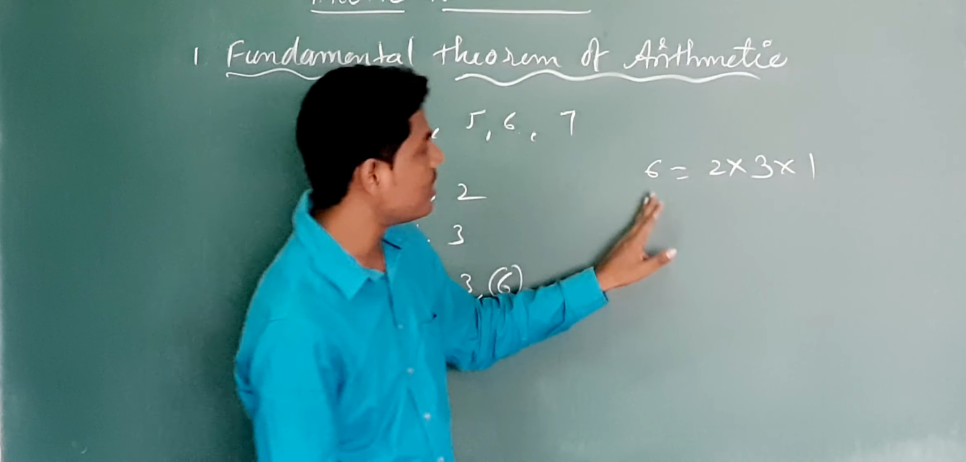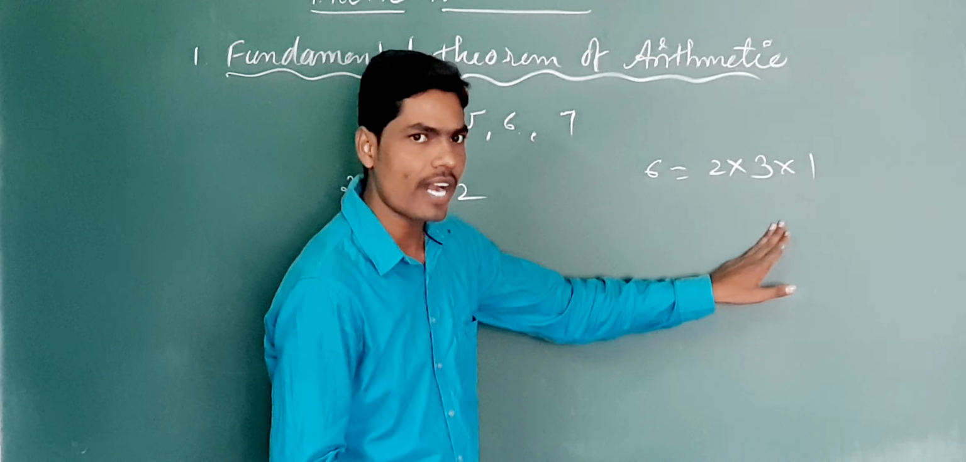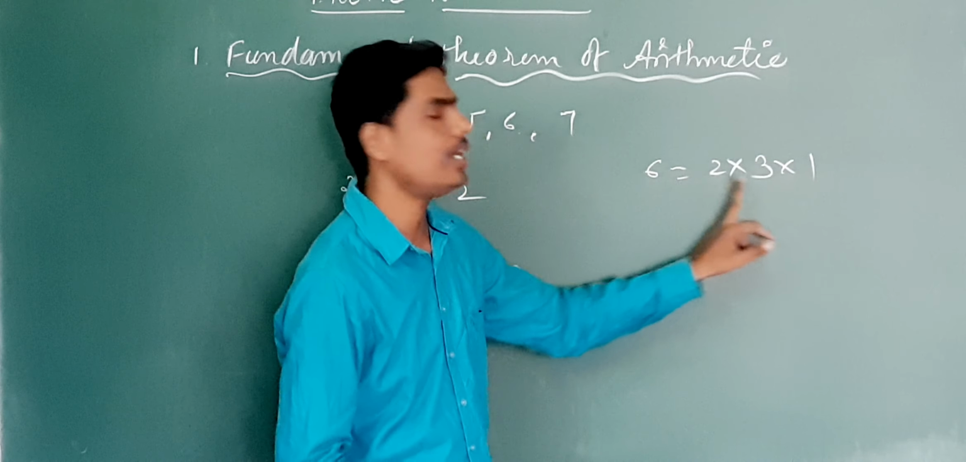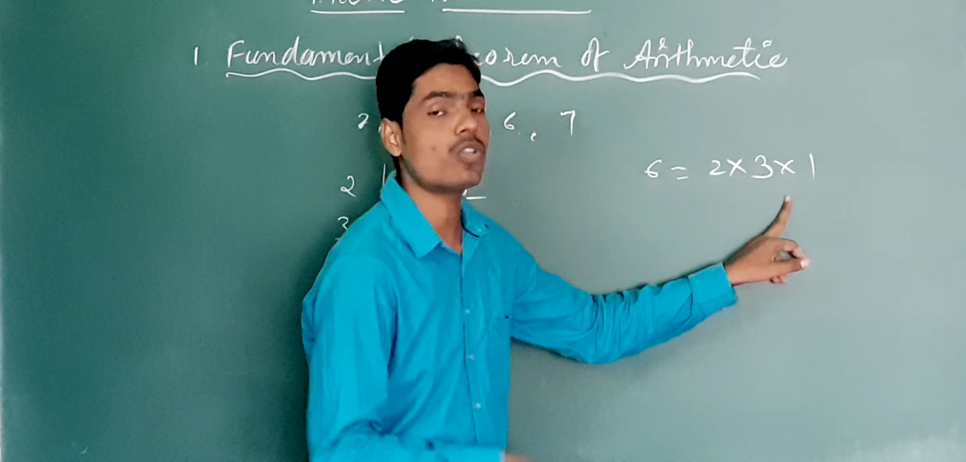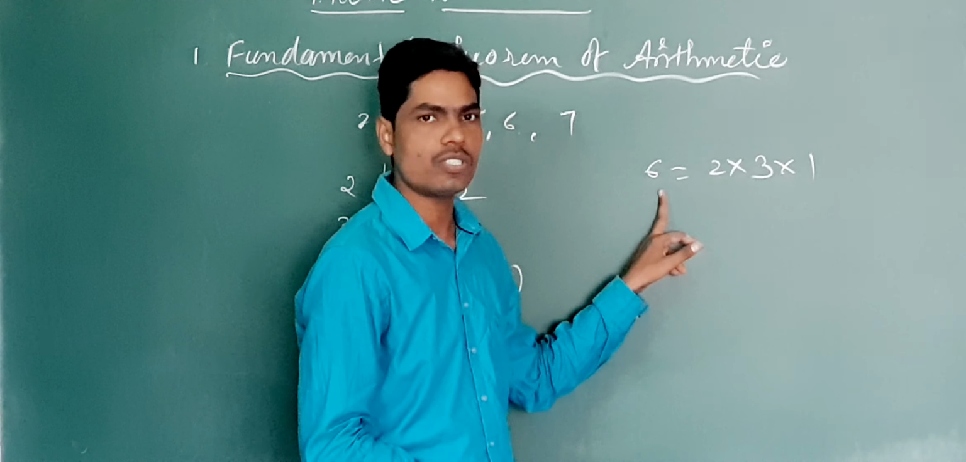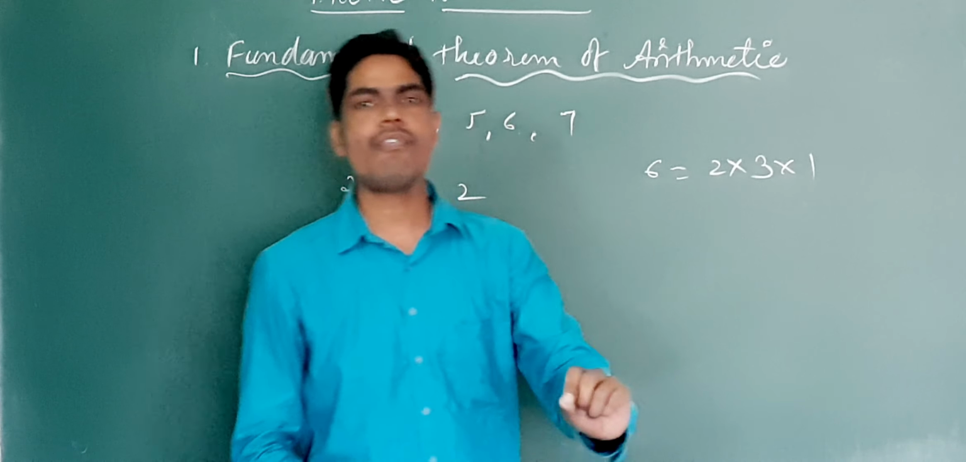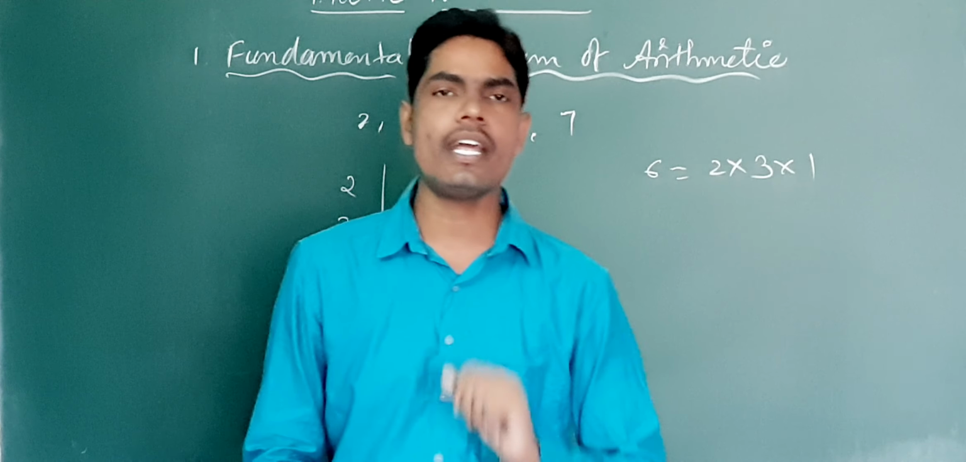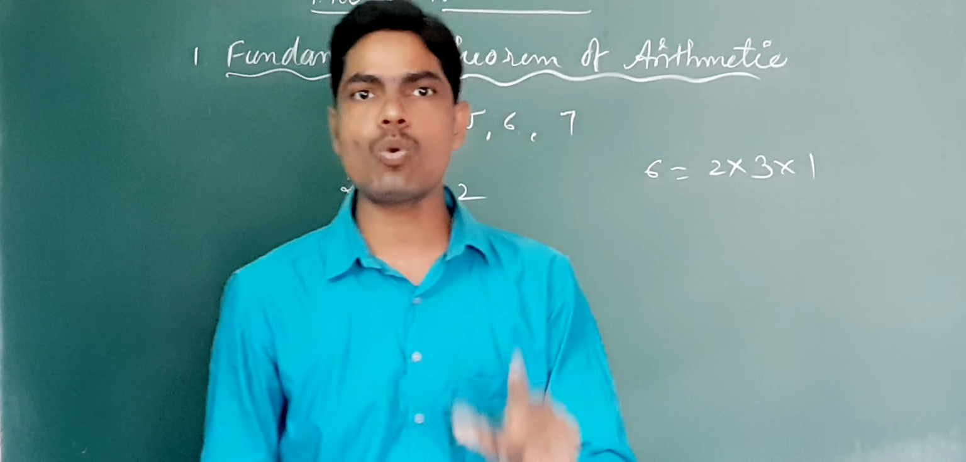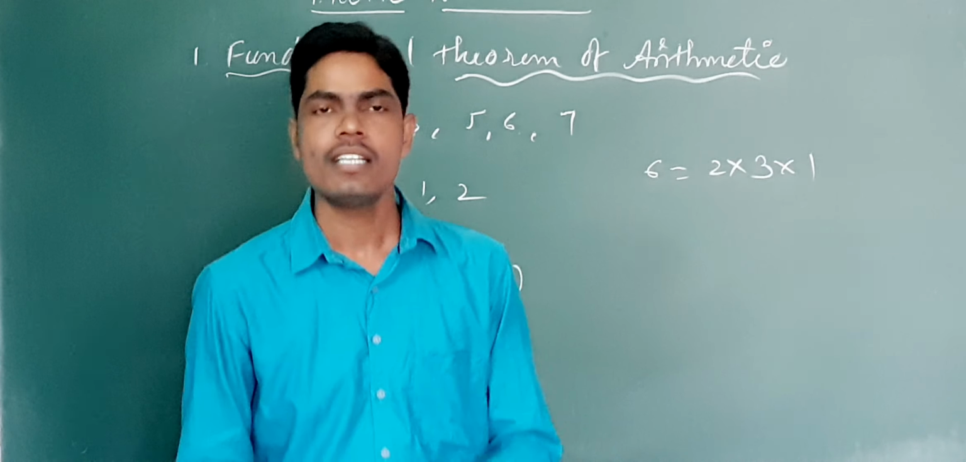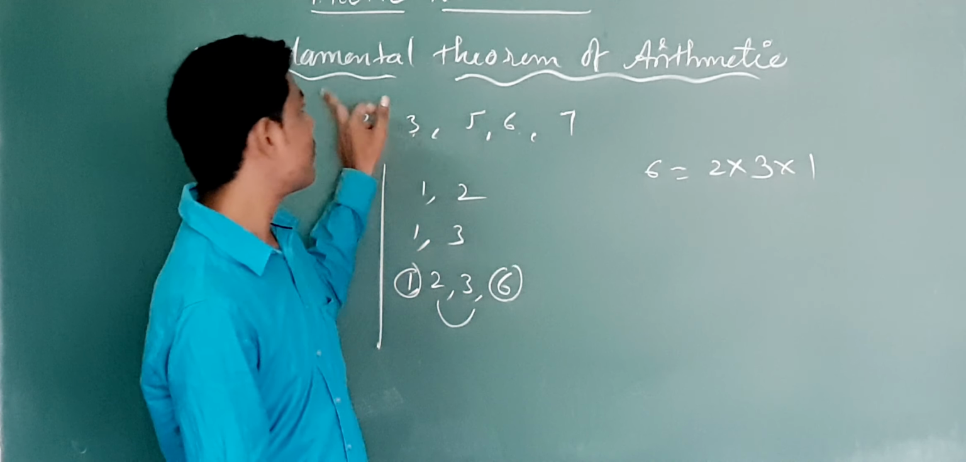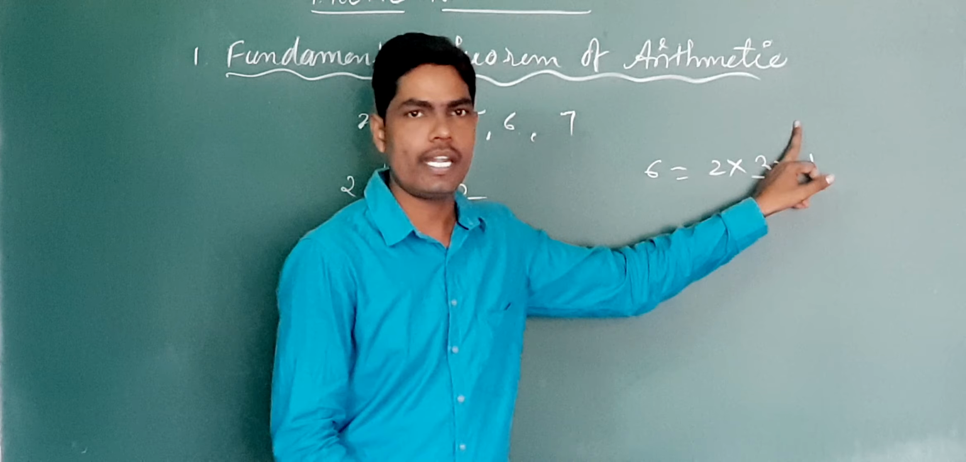Now if you observe, for this 6, the prime factorization is 1 into 2 into 3. That means it has more than 2 factors. 6 is a composite number. Every composite number can be written as a product of 2 or more prime factors. This theorem is called the fundamental theorem of arithmetic.